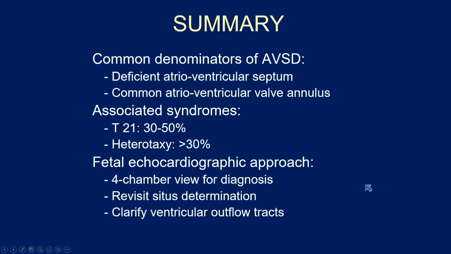So in summary, common denominators are a deficient AV septum, a common AV valve annulus with one or two orifices, and associated syndromes, trisomy 21 and heterotaxy. And the fetal echocardiographic approach: look from the side, look perpendicular, don't look from the apex straight on at the heart, you might miss it. Do the situs determination. If you have this, you need to be sure this is not a heterotaxy, and clarify the ventricular outflow tracts. Thank you.